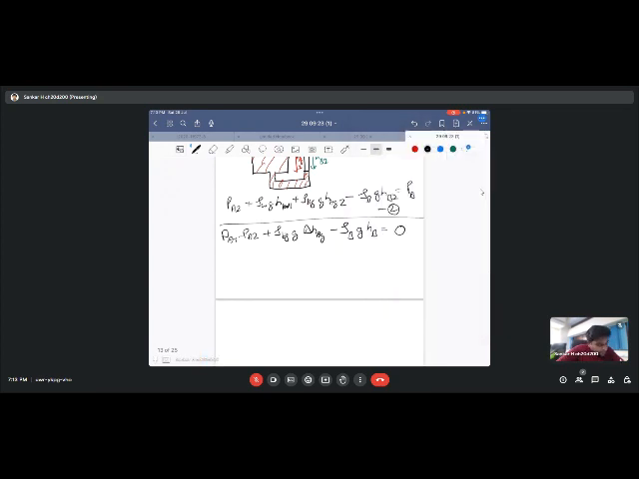Therefore, we get delta P should be equal to rho_B g delta h_B minus rho_Hg g delta h_Hg. We know that delta h_B is equal to 5 millimeter, which is given by 0.005 meter.